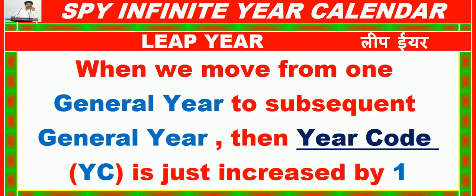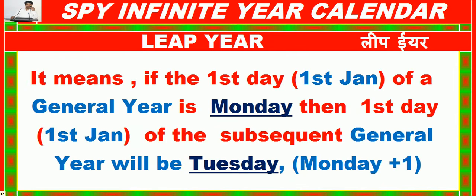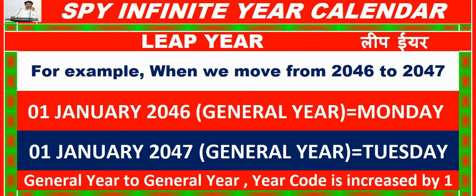When we move from one general year to subsequent general year, then year code YC is just increased by 1. It means, if the first day, 1st January, of a general year is Monday, then first day, 1st January, of the subsequent general year will be Tuesday, Monday plus 1. For example, if January 1st 2046 general year equals Monday, then January 1st 2047 general year equals Tuesday. General year to general year, year code is increased by 1.